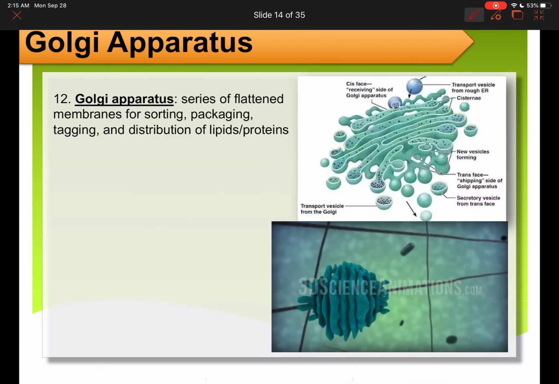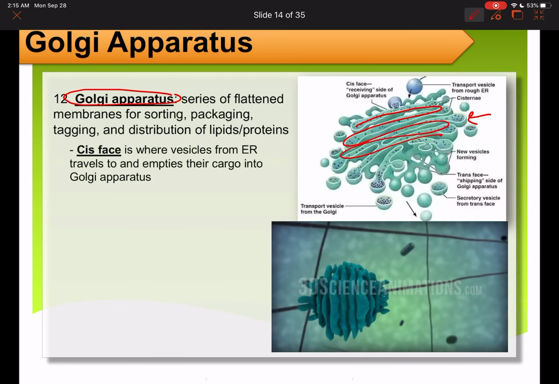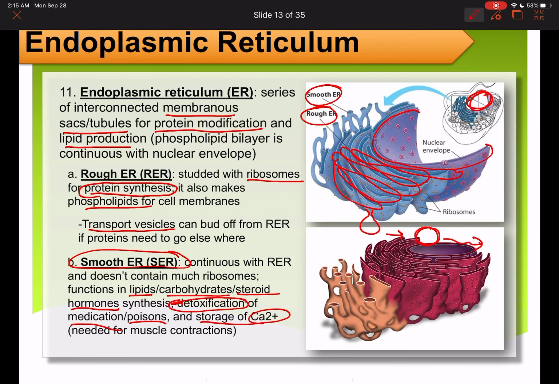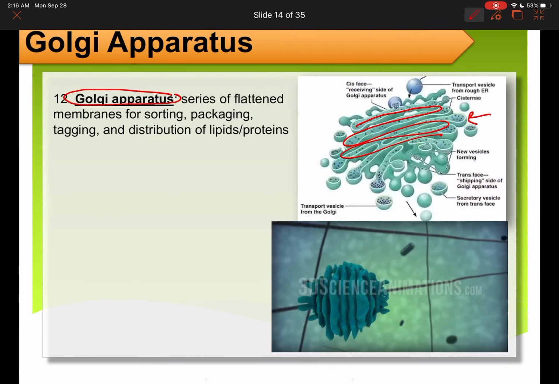The last but not least eukaryotic cell organelle is the Golgi apparatus, which is a series of flattened membranes that looks just like this right here, for sorting, packaging, tagging, and distribution of lipids and proteins to their final destination. And just like a tunnel, it has an entrance and an exit side. Remember I talked about how the vesicle buds off from the rough ER right here after proteins are produced, and they're packaged within the vesicle like this. And then they can move on to the Golgi apparatus.